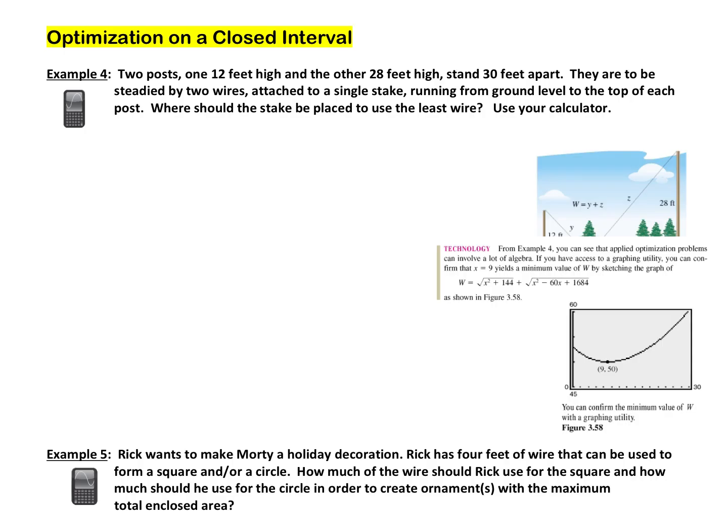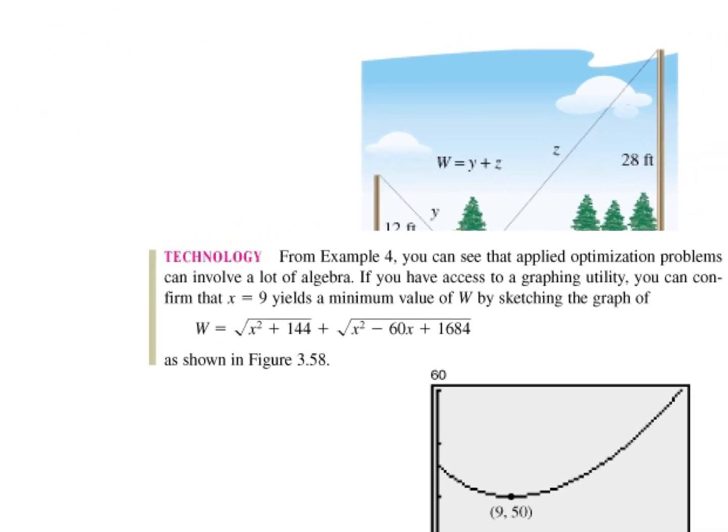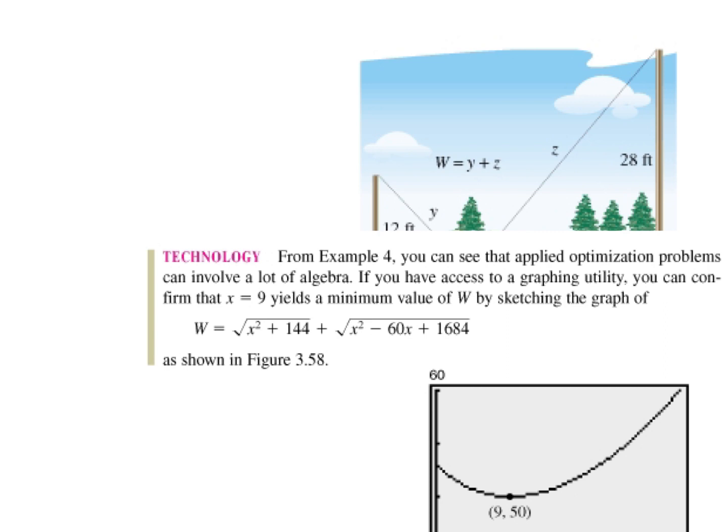Okay, so we've got 2 posts. There is a picture for this one over here. One that is 12 feet high and another that's 28 feet high, and they stand 30 feet apart. They are steadied by 2 wires attached to a single stake running from ground level to the top of the post. Where should the stake be placed to use the least amount of wire? We're going to use our calculator to figure this one out, because otherwise it would be impossible. So this entire length here is 30.